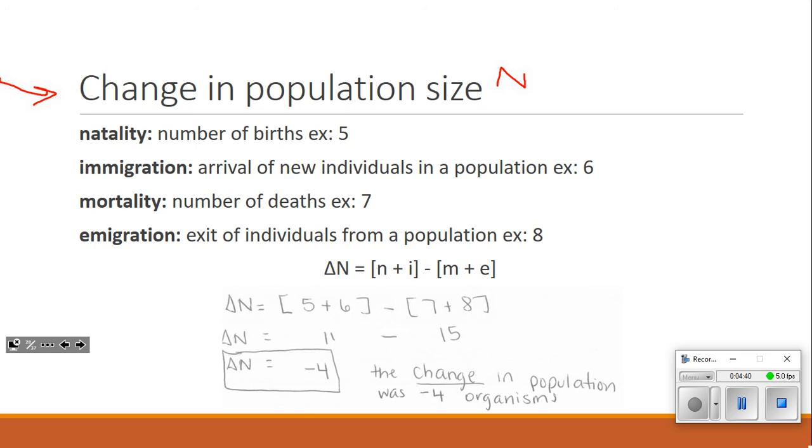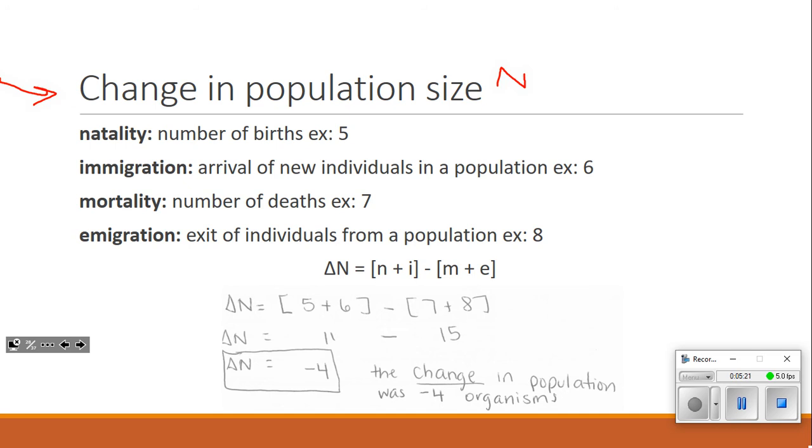So in this little fictitious scenario where 5 people were born, 6 people immigrated into the population, 7 people died, and 8 people left the population, if I wanted to calculate delta N, the change in the population size, I would do 5 plus 6, those two factors that increased my population size. And I would subtract 7 plus 8. The 7 plus 8 is in brackets, which means you add them together first before you subtract. So I have 11 minus 15. That means that delta N was minus 4. The change in the population was minus 4.